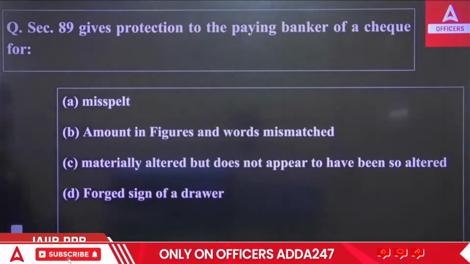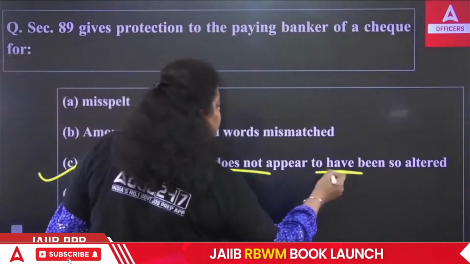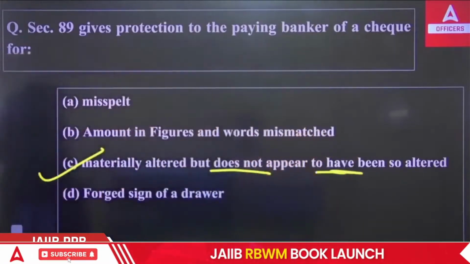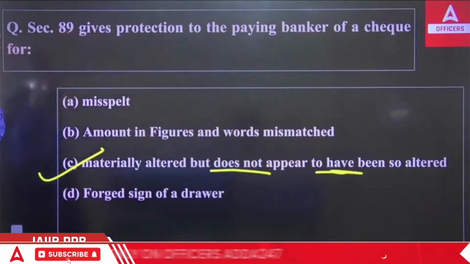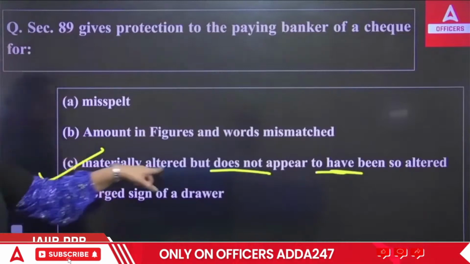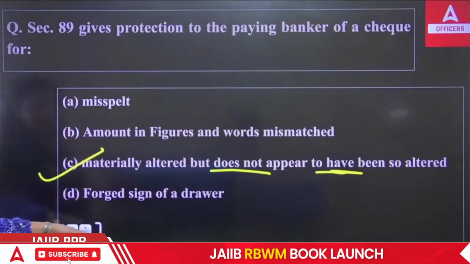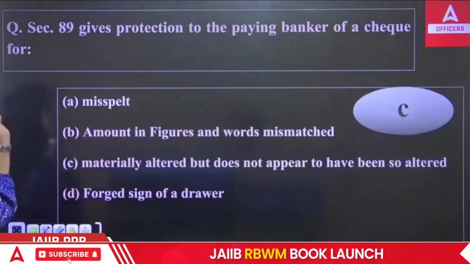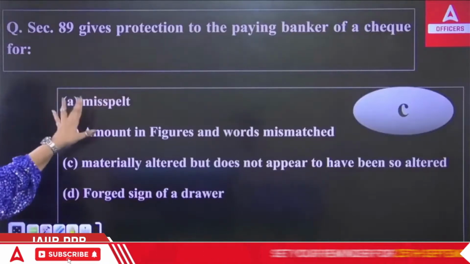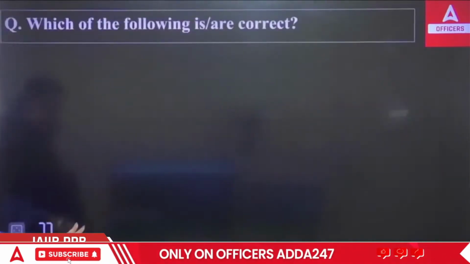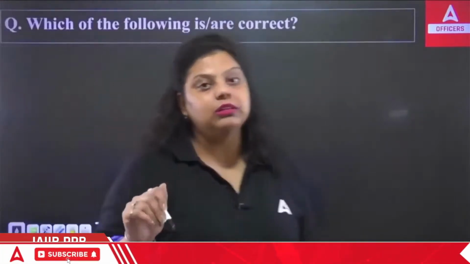So, the right answer here will be: materially altered but does not appear to have been so altered. This is what Section 89 talks about. So, it gives the protection to the paying banker of the check for what? For materially altered but does not appear to have been so altered. In this situation, the paying banker will get the protection under Section 89 of your Negotiable Instruments Act. This protection cases are very important. Certain case study questions can be seen on this also.